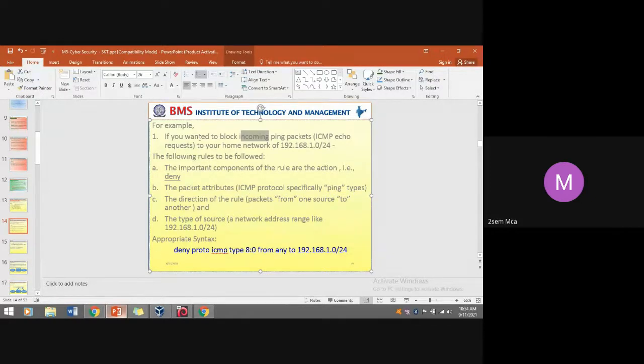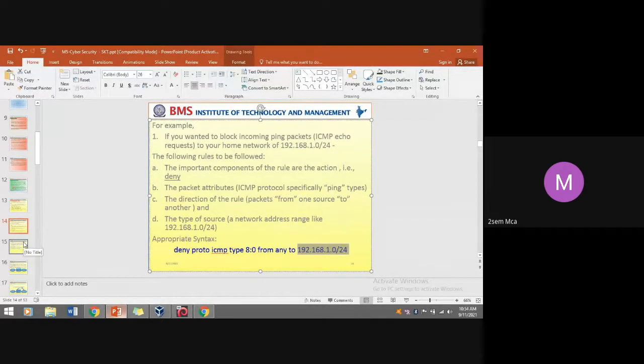Then the type of the source, which network you are passing through. So the appropriate syntax for this scenario is deny, that is blockage, protocol ICMP, type 8 to 0, from any external network to your private network, that is the home network, this. Okay, this is one scenario.